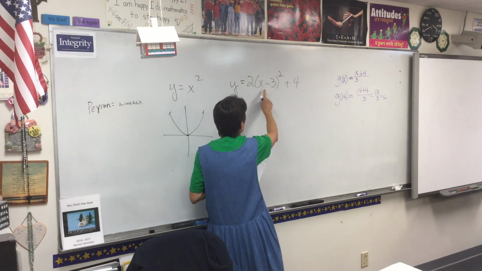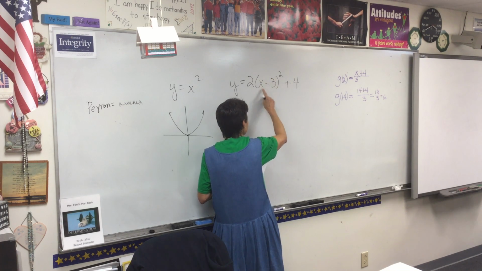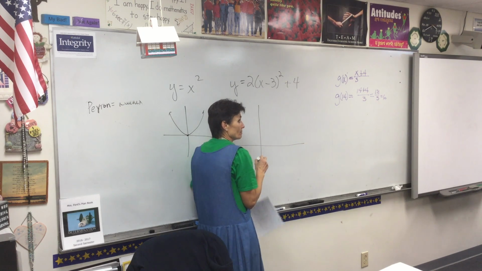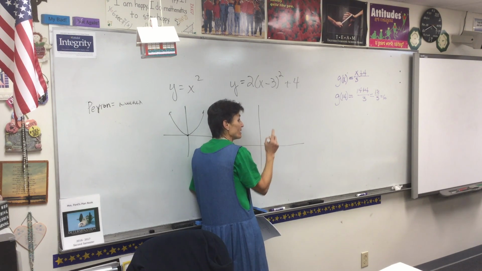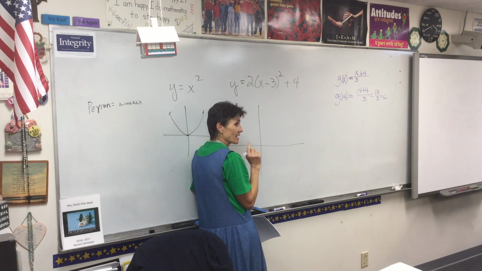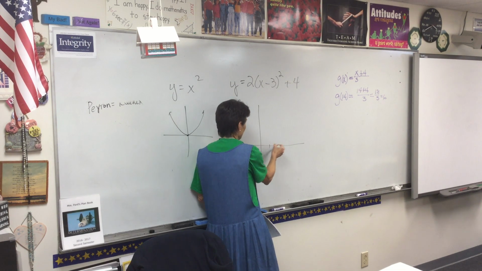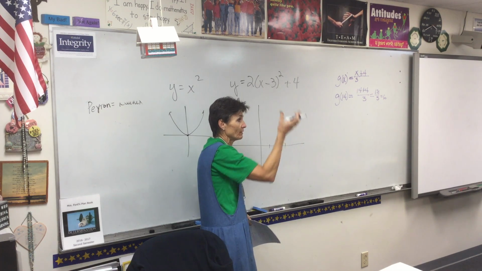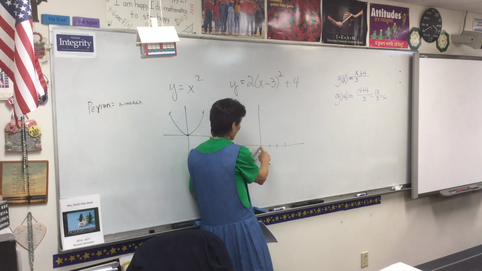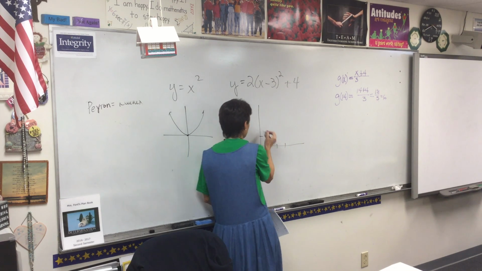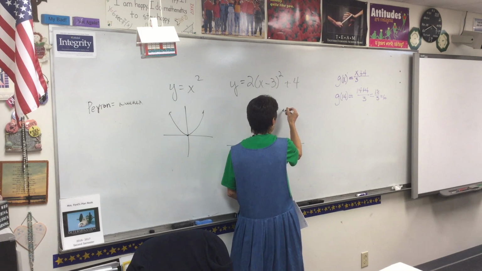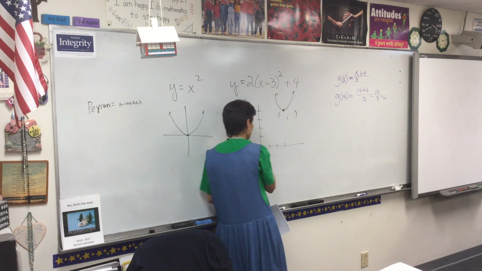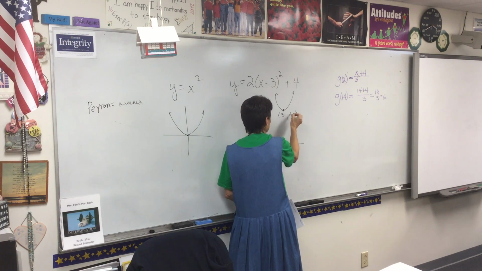So remember, if you have an add or subtract inside the parentheses, what does that do? Moves it the opposite way, sideways, right? So if it's -3, it's actually going to go right 3. And then if there's a +4 on the end, it's going to lift it up 4. So the parabola that was sitting here is now going to be sitting here, right? So the vertex, which used to be at the origin, is now at 3, 4.